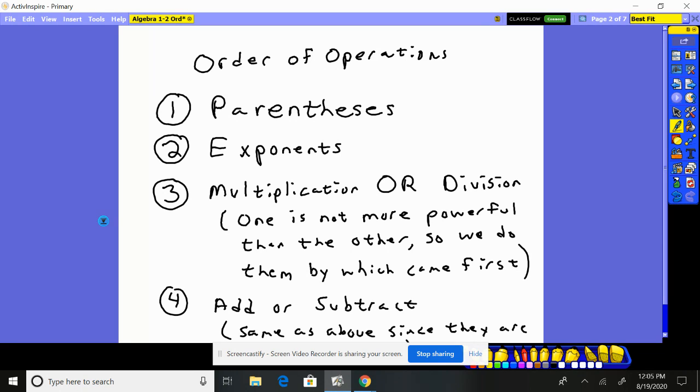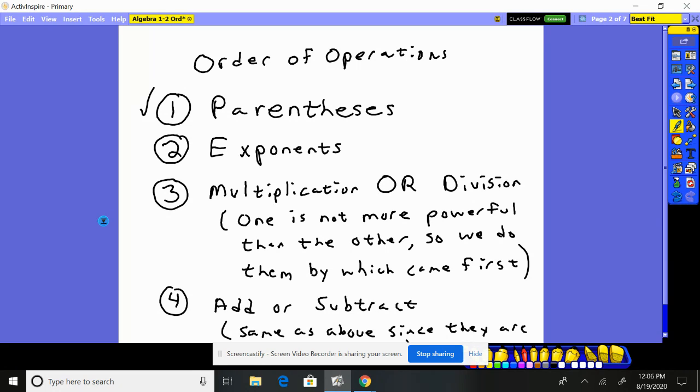With the order of operations, we said, who is the king? Who's the most important? And we said, hey, if you want it done first, we're going to put it in parentheses. So anything in parentheses will always be the first thing you do. You see parentheses, you do what's inside there before anything else. It is the king. It is the champ. It is the guy that has to go first.